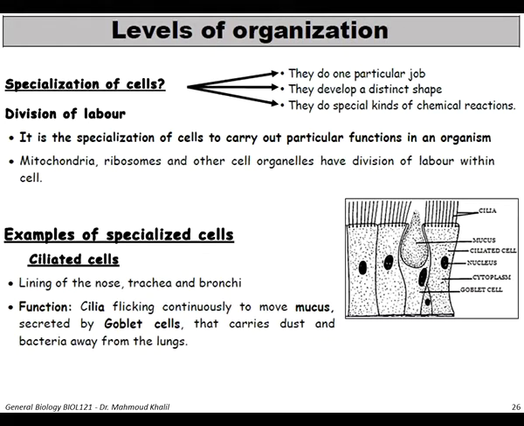The first example of a specialized cell is a ciliated cell. You can see from the figure a cell that has cilia, bound as well in this figure with a goblet cell. These two cells, the ciliated and the goblet cell, are characteristic for secreting. The goblet cell secretes mucus, while the cilia beat, flicking continuously to move this mucus secreted from the goblet cell. These kinds of cells are present in the trachea and our respiratory tract to sweep away bacteria.